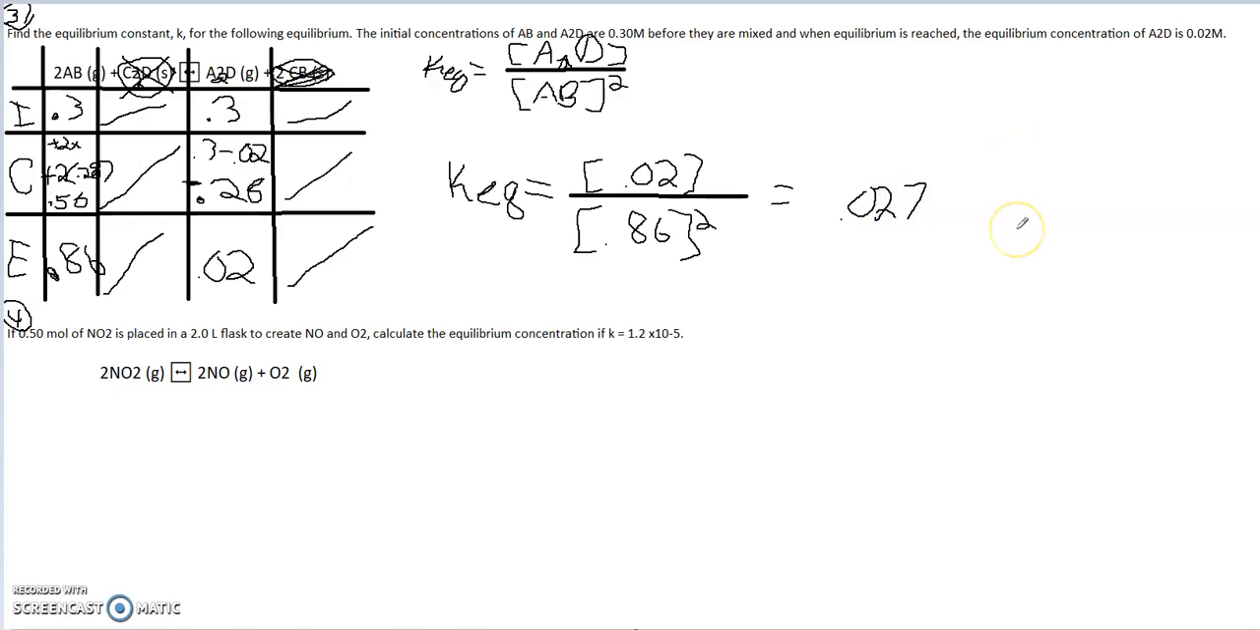0.027 is our Keq. And so you know that because you've done the equilibrium expression, you've done the ICE table, you've done all of that. So this turns out to be your answer, and that is all you had to do for that problem.